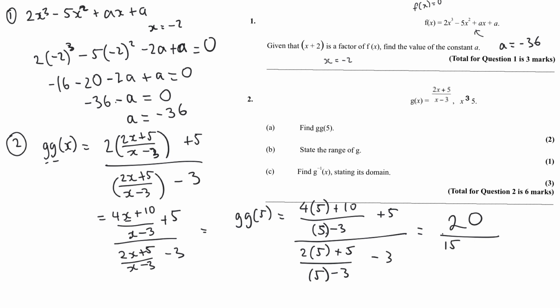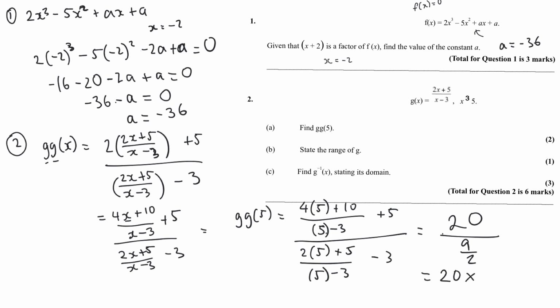So then you've got 15 over 2 minus 3. Well, we know 3 can be written as 6 over 2. So now they have the same denominator. So then 15 minus 6 would be 9. So you've got 9 over 2. So 20 divided by 9 over 2. And then remember, whenever you're dividing fractions, you can flip them and become multiply.